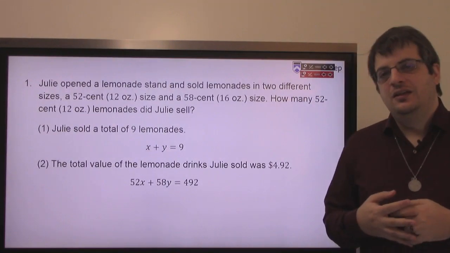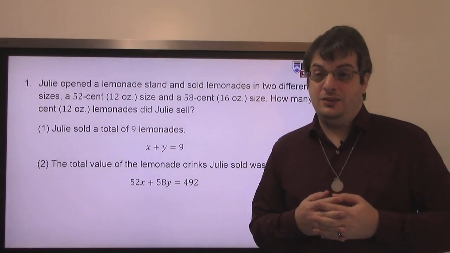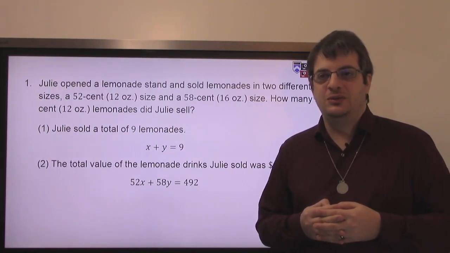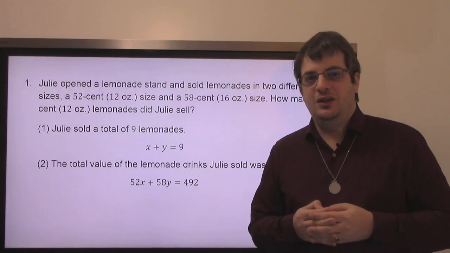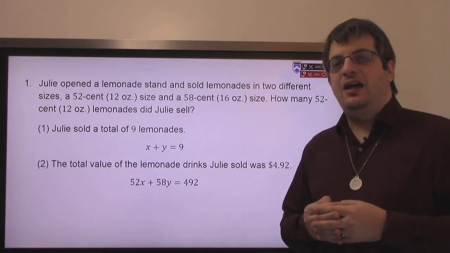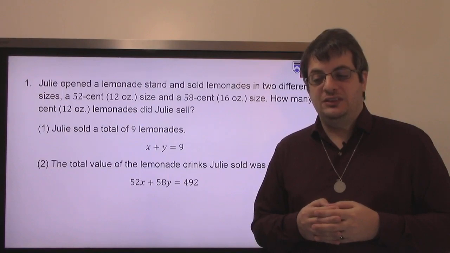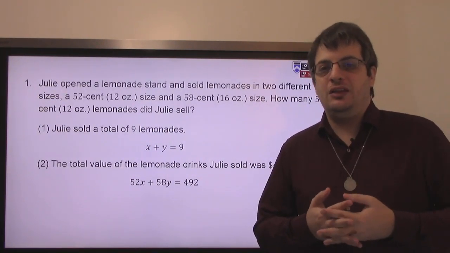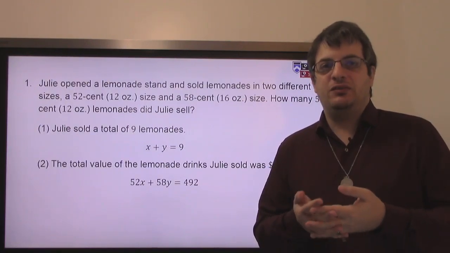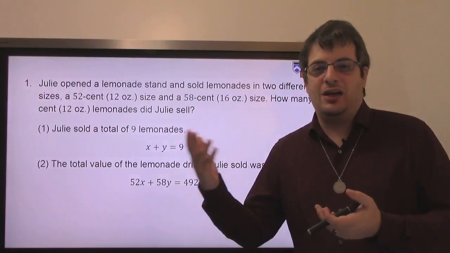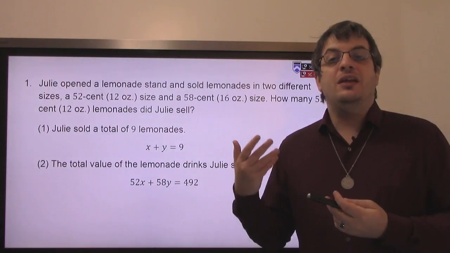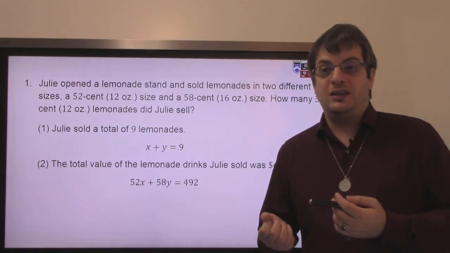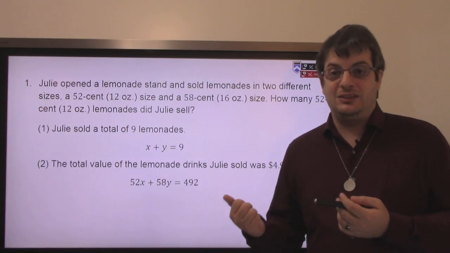Okay. But now, when I put them together, what I have is a system of equations. I've got two equations and two variables. X plus Y equals 9, and 52X plus 58Y equals 492. And I hope that we all know that that sort of a system is generally solvable, and I can solve this one. You could imagine multiplying the first equation by 58. 58x plus 58y equals, I don't know, whatever 9 times 58 is. I'm not going to do that. But then I subtract, and the y's would cancel. And I'd be left with 58x minus 52x. I'd be left with 6x equals some number. I divide by 6, I get the answer.